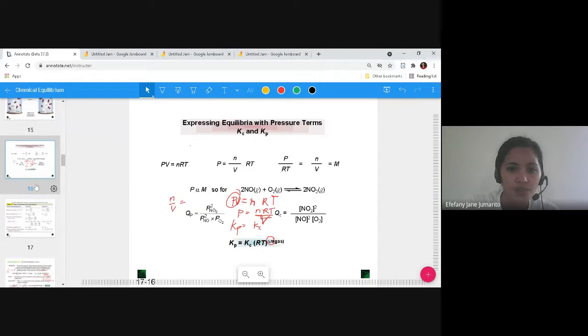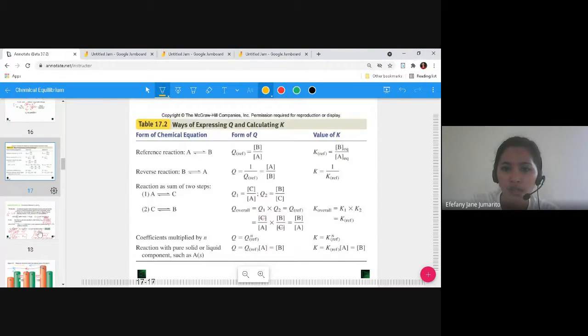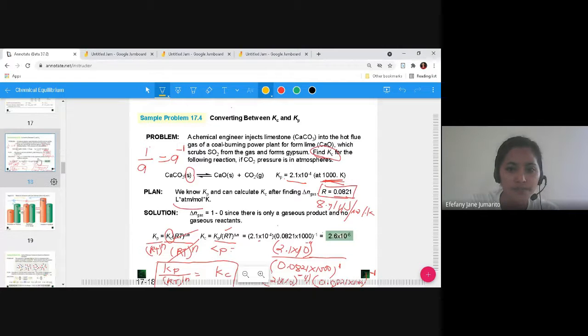Okay. So N over V, that is your molar, just your concentration. N over V, that is your concentration. We did that earlier: moles per liter. Volume is in liters, N is in moles. That's why it's molar.